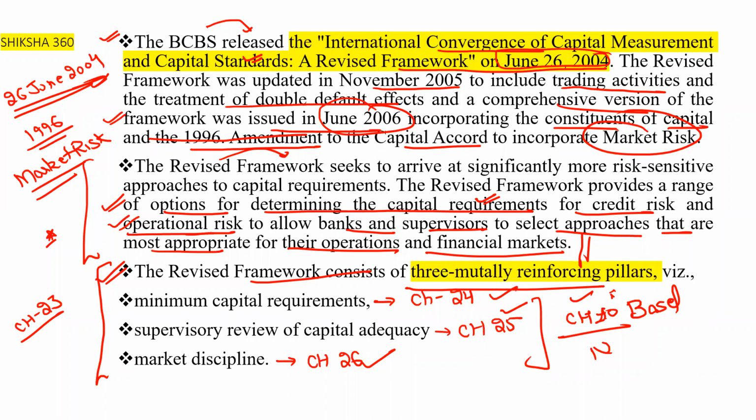Second one is the supervisory review of the capital adequacy. Third one is the market discipline.